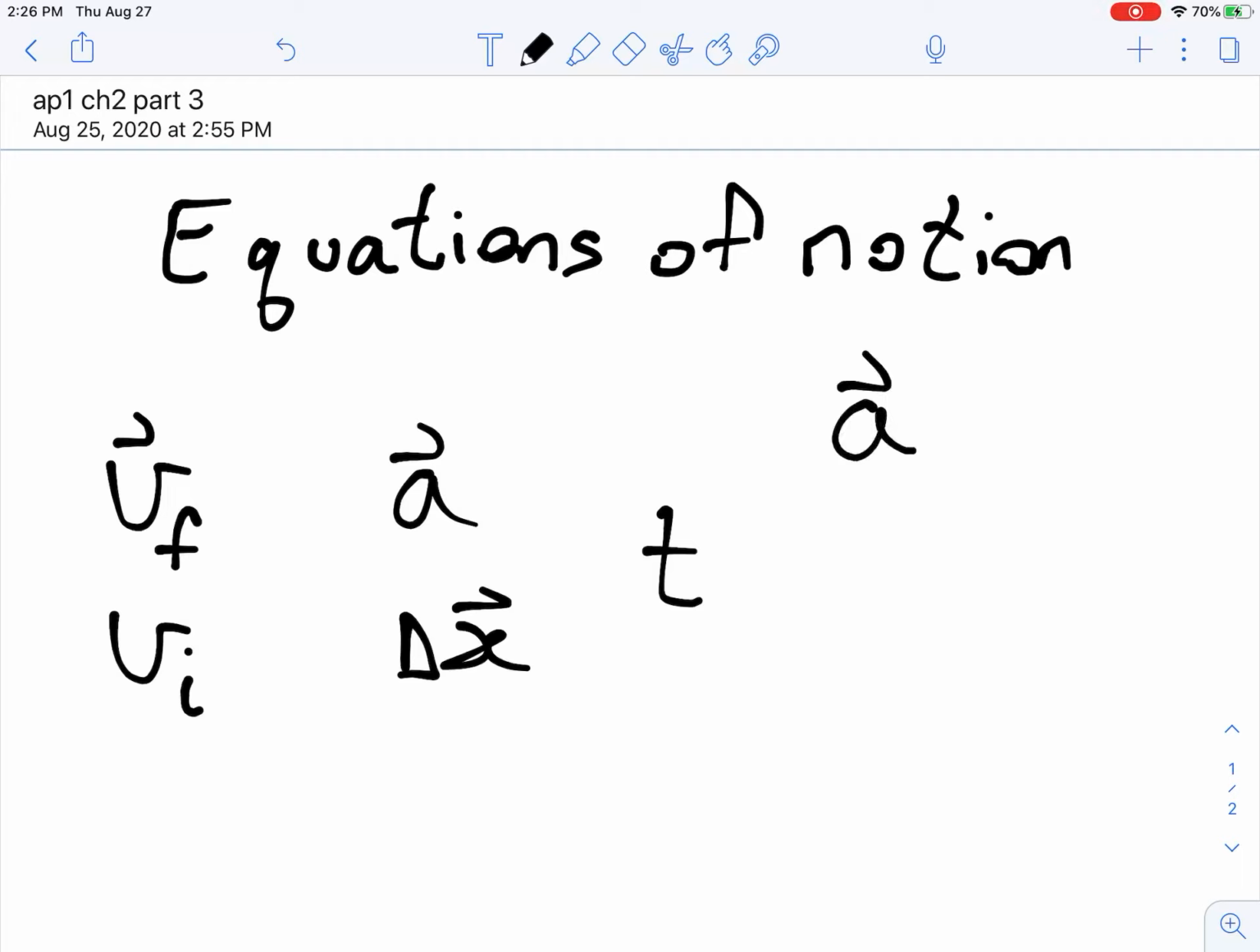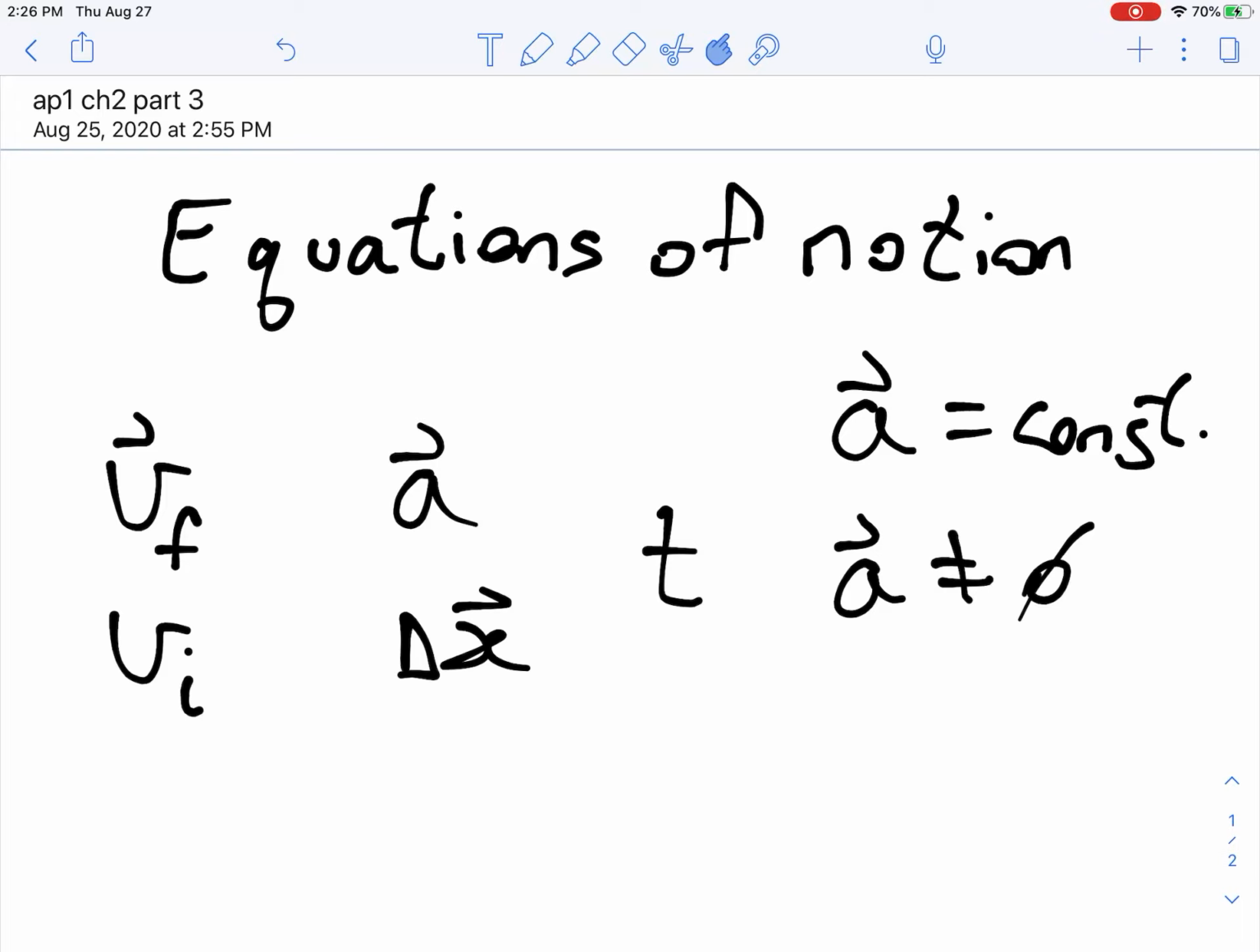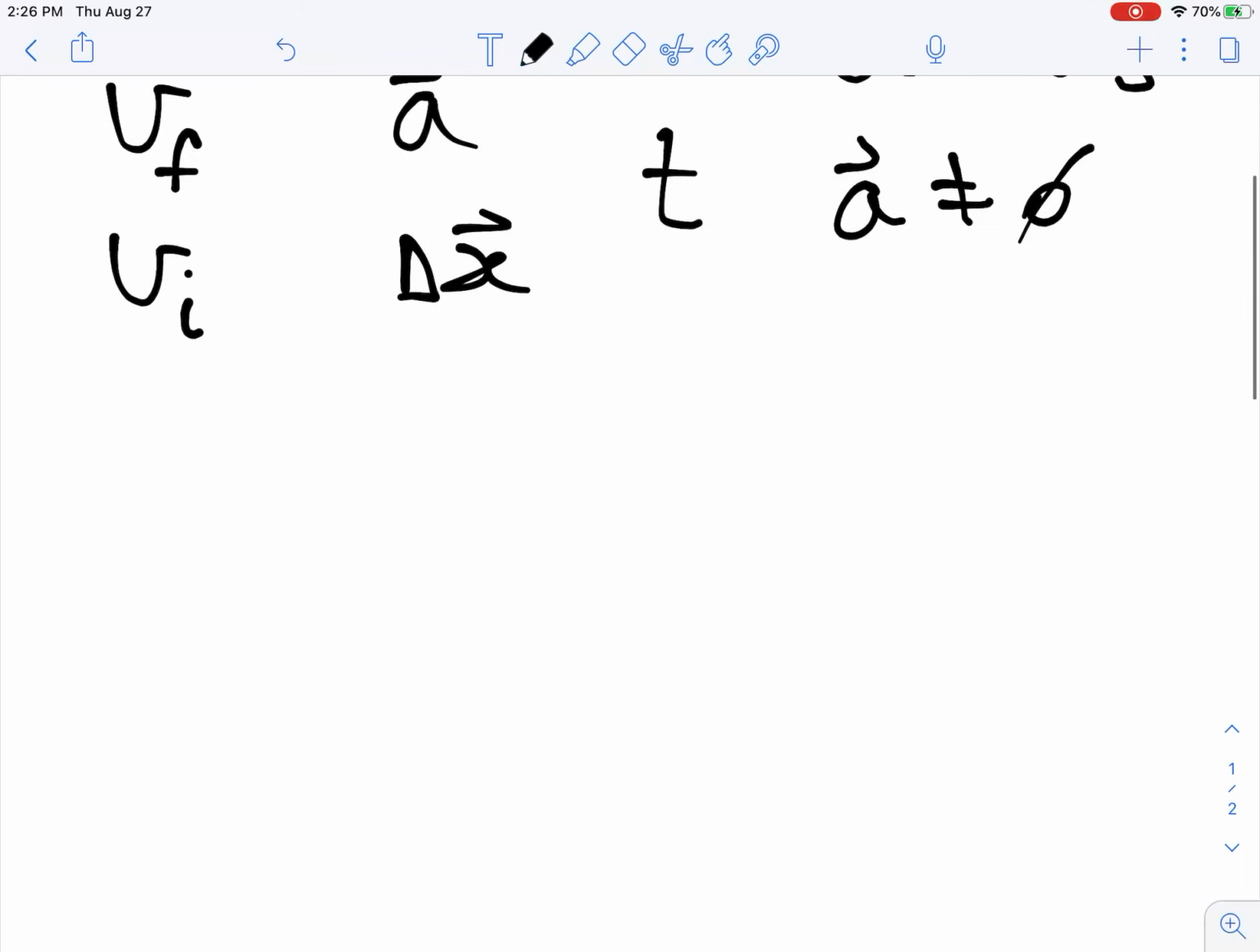Now, before we get started, these equations can only be used in a couple of contexts. One context is that the acceleration is constant, meaning the acceleration has to remain the same for the whole time. If it's 5 meters per second squared, it stays 5 meters per second squared. The other thing we're going to do is assume that the acceleration is not 0. In other words, these are equations of motion assuming accelerated motion. If you're not accelerating, then the equations I'm about to show you do not apply.